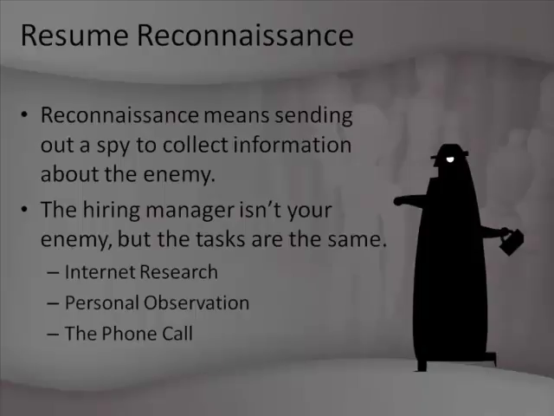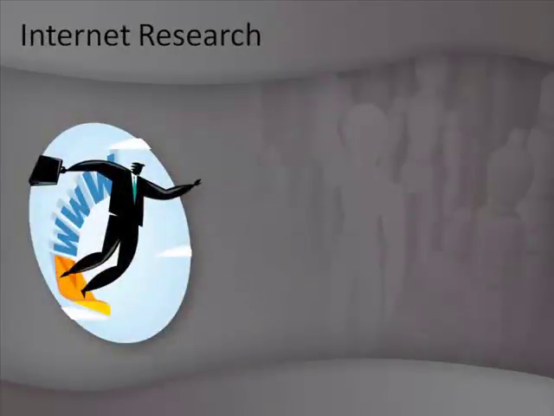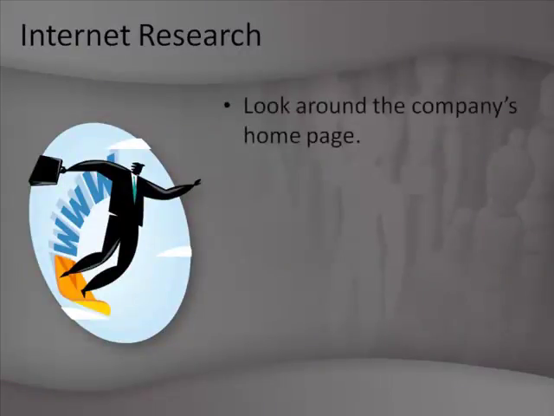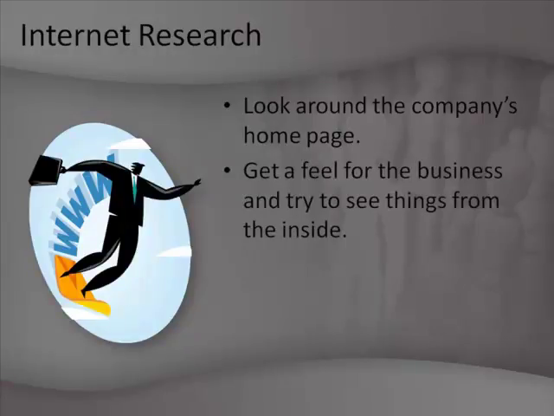What I want to do is break down each of these 3 different steps. So let's go ahead, deal with internet research first. It's pretty simple. You're just going to look around the company's homepage. What are they proud of? Look for anything that's going to give you some insight into the company. A lot of times they might even have an organizational chart, for example, or even some business reports posted right there on their website. You want to get a feeling for the business. Try to see things from the inside.